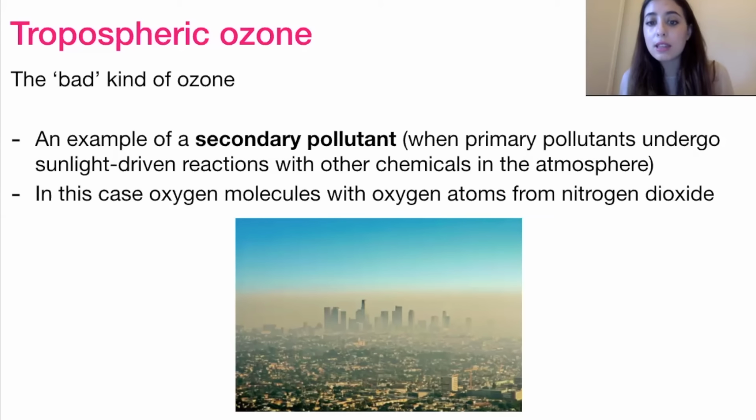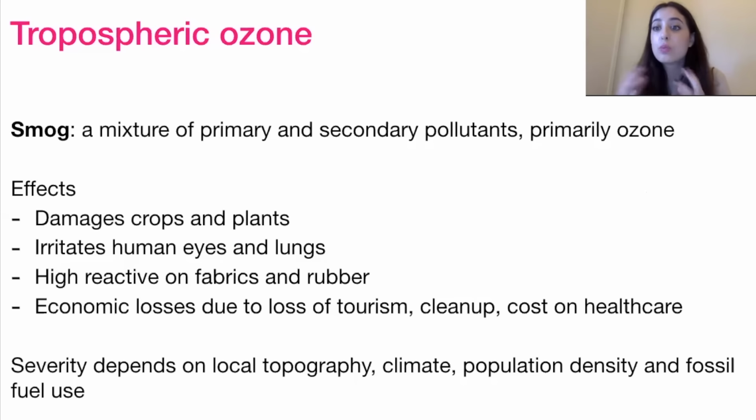And you can see in the image below an example of a smoggy day, where essentially there's a lot of pollution concentrated in this lowest layer of the atmosphere. And smog, or photochemical smog, is a complex mixture of primary and secondary pollutants, the main one being ozone. And the reason we call it photochemical smog is because these reactions are driven by sunlight.